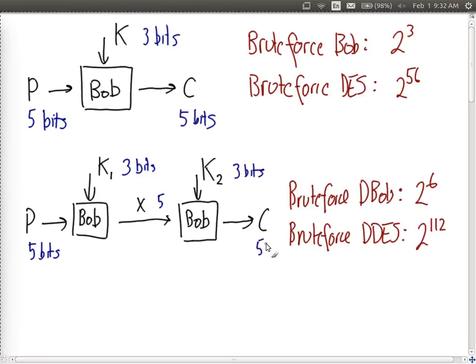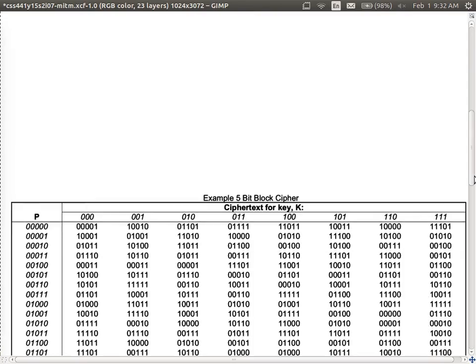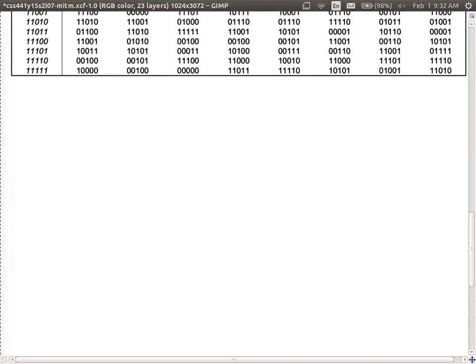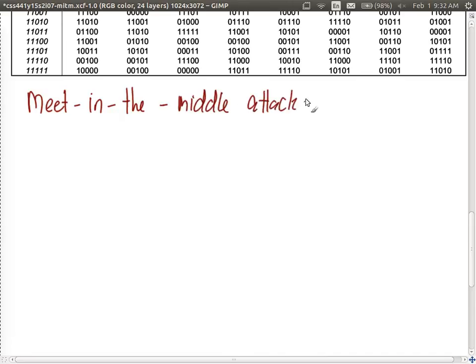So let's assume that they do, and I'll give you a pair. We'll use our table to do the encryption, for our meet in the middle attack. This attack assumes that the attacker knows a plain text and ciphertext pair, and I'll give you one.